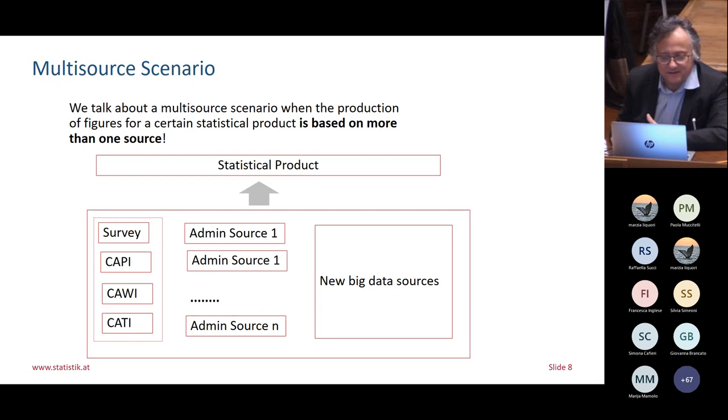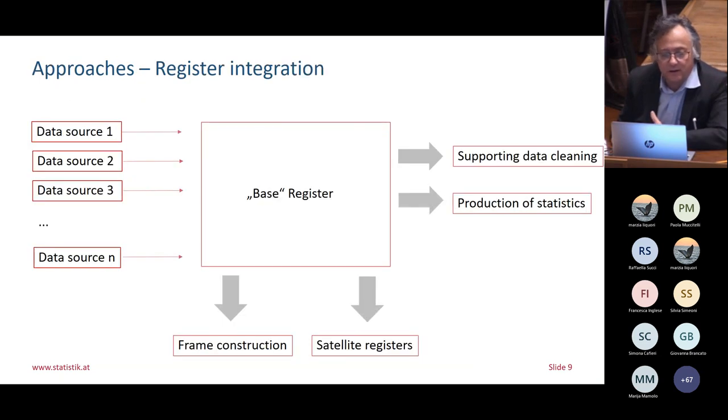This also means that we have more than one administrative source. We have a survey, but even at the survey level I think we do not have a single source, because since the pandemic we rely more and more on multimode. So even when having a survey, we have maybe up to three sources: CAPI, CAVI, and CATI, maybe. And we have this whole field of new data sources.